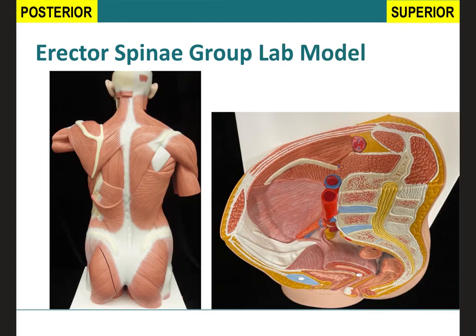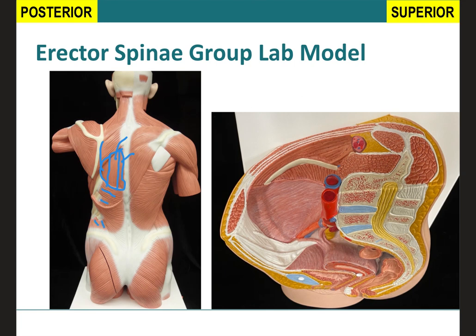Here for the lab models, the model on the left is going to be easy for you to recognize the erector spinae group and the serratus posterior. So right over here, this would be your erector spinae group. You can see how it's divided into three lines. This one would be the spinalis, the one in the middle, the longissimus, and the one that's more lateral would be the iliocostalis. And the serratus posterior are these right over here.